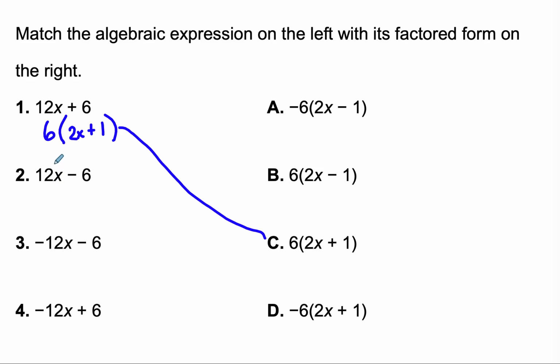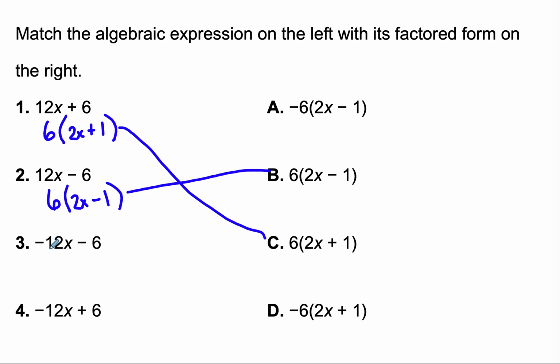All right, let's try this next one, 12x minus 6. So again, we have 6 as our greatest common factor. 12x divided by 6 is 2x. We're going to keep the operation the same, minus. 6 divided by 6 is 1. So now I have 6 times the quantity 2x minus 1. So that looks like that's over here, B.